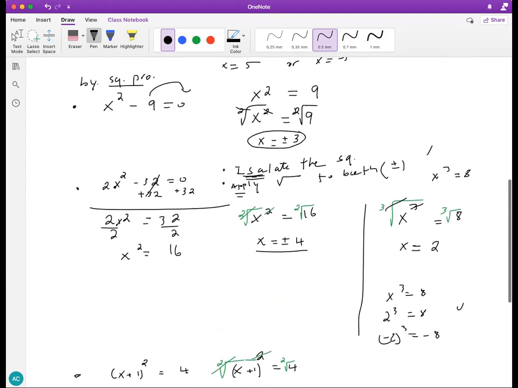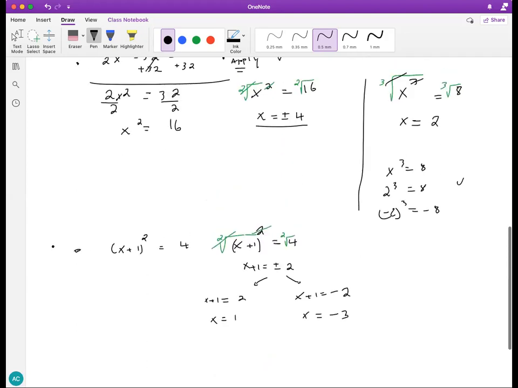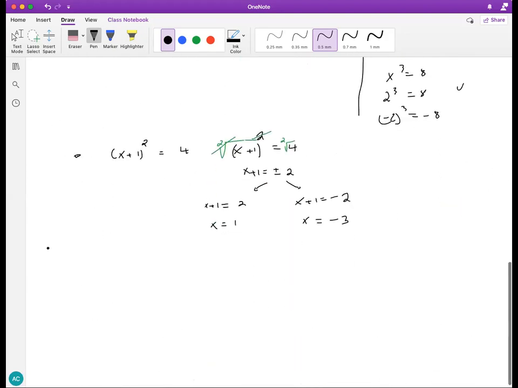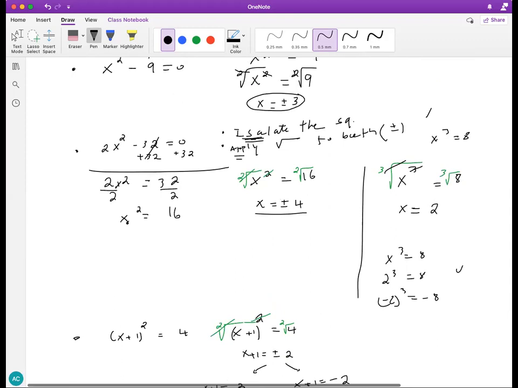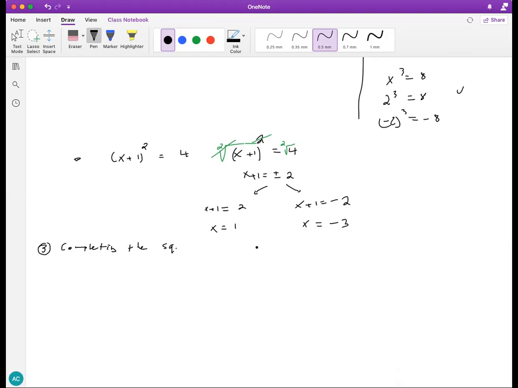Here it wasn't by itself, but we had to do a couple of steps to isolate it. But sometimes we may have a difficult situation where we don't have a square or a perfect square by itself. So we have to do something in order to turn the equation into maybe something like this or like this. So this is what we call completing the square.